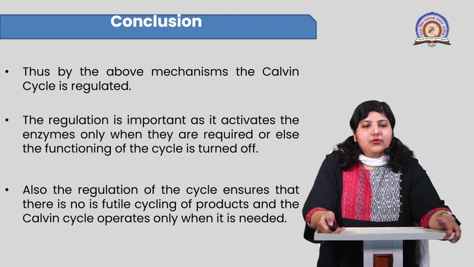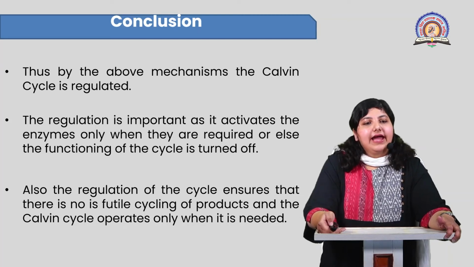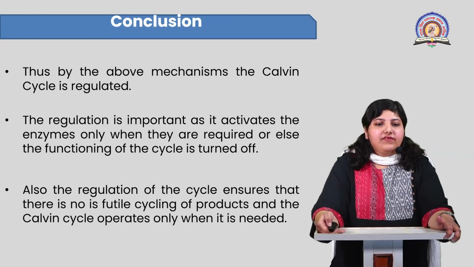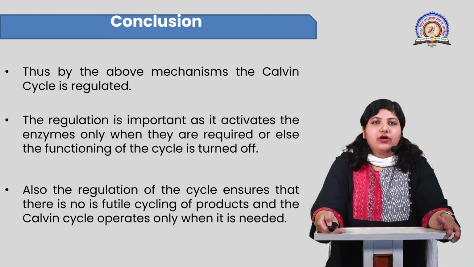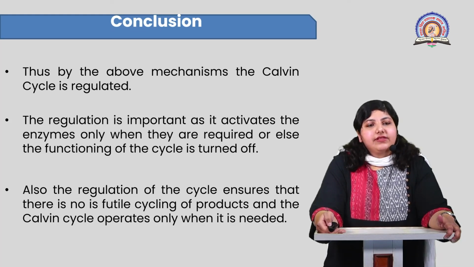So to conclude this session, we saw the different mechanisms of the Calvin cycle, how they are regulated. And this regulation is important as it activates the enzymes only when they are required, or else the functioning of the cycle is turned off. Also, the regulation of the cycle ensures that there is no futile cycling of products and the Calvin cycle operates only when it is needed.